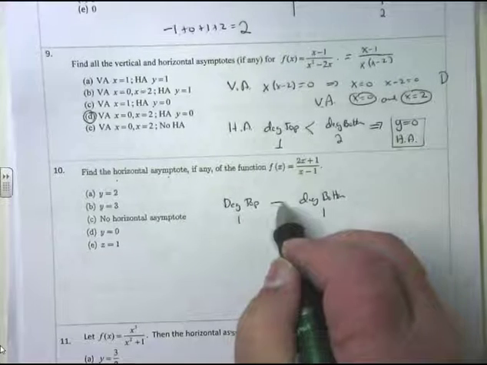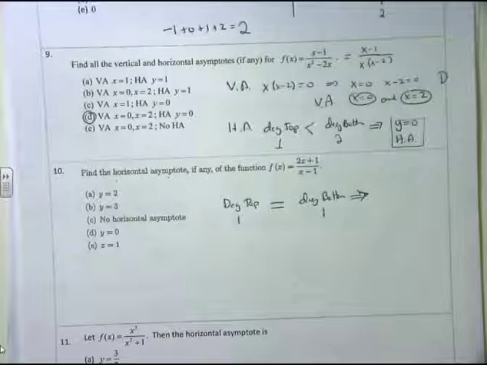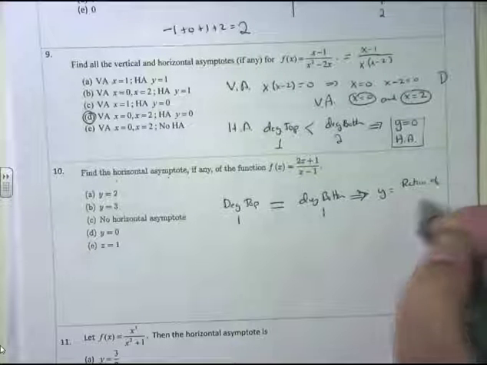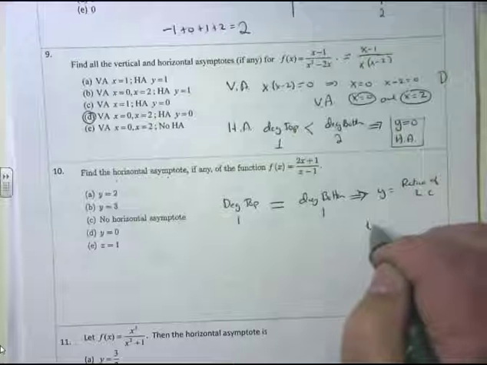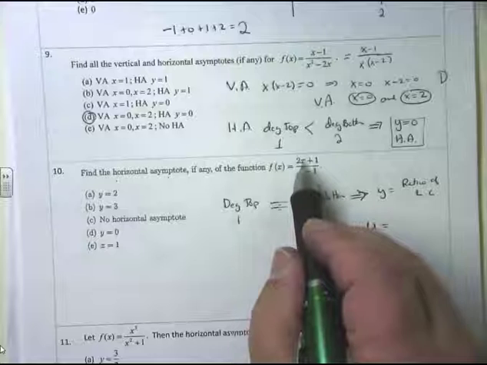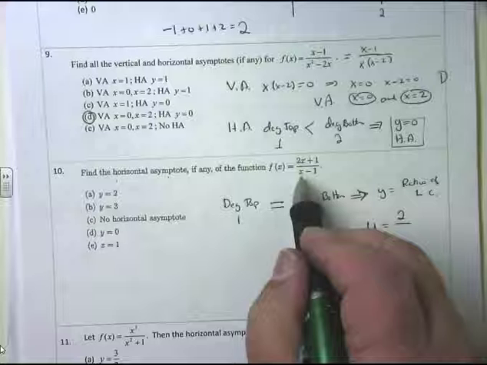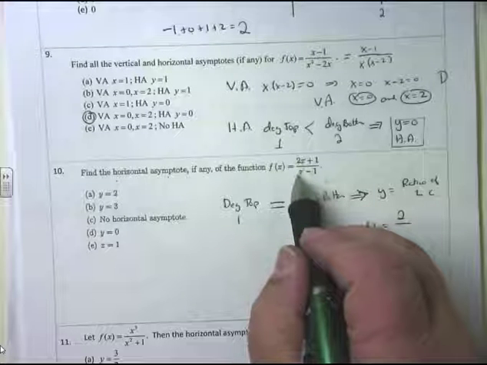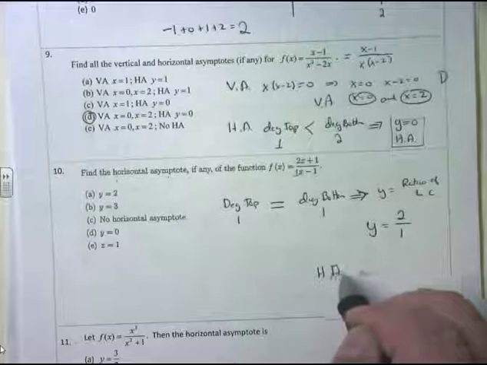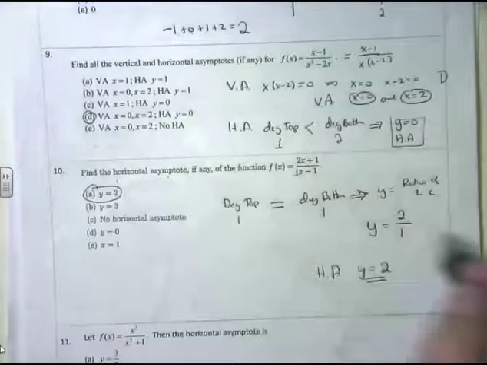When the degree of the top is equal to the degree of the bottom, then, according to the horizontal asymptote theorem, y is equal to the ratio of the leading coefficients. So y equals, now we've got to look at my numerator polynomial. The leading coefficient attached to the degree term is a 2. Over the leading coefficient attached to the x to the first, which is understood to be a 1. So my horizontal asymptote is y equals 2 over 1, which is 2. Y equals 2. The answer is A.